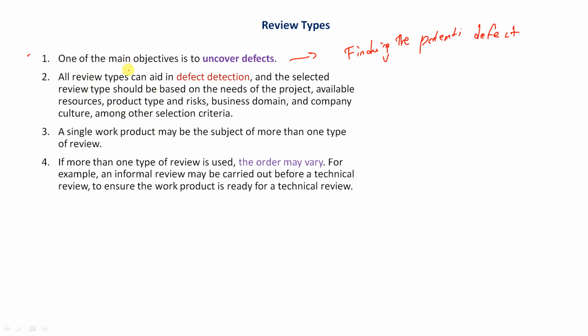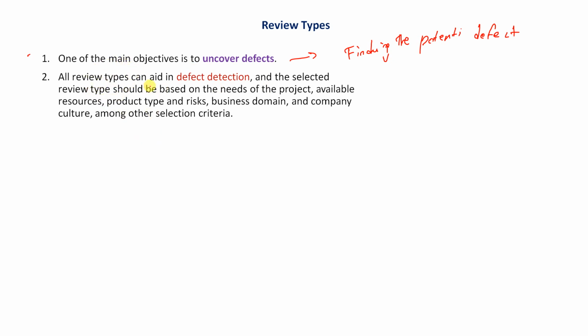All review types can aid in defect detection. The selected review type should be based on the needs of the project, available resources, product type, risk, business domain, company culture, everything. The main objective is to find defects, or defect detection, and the type has to be selected on that basis.